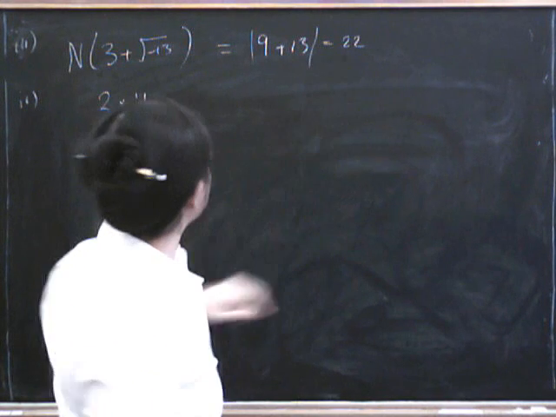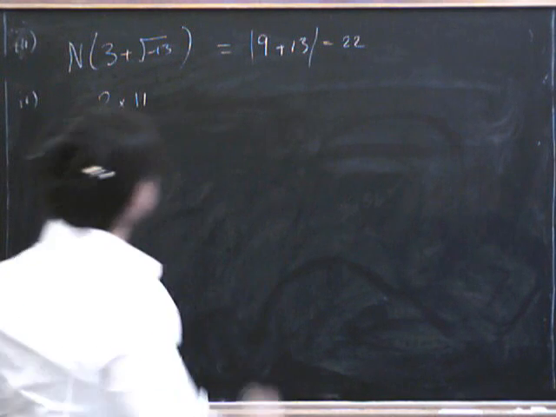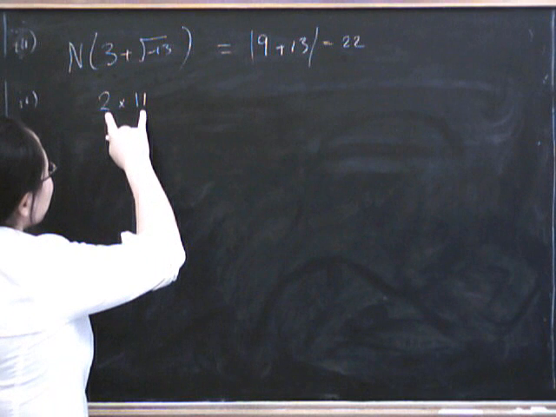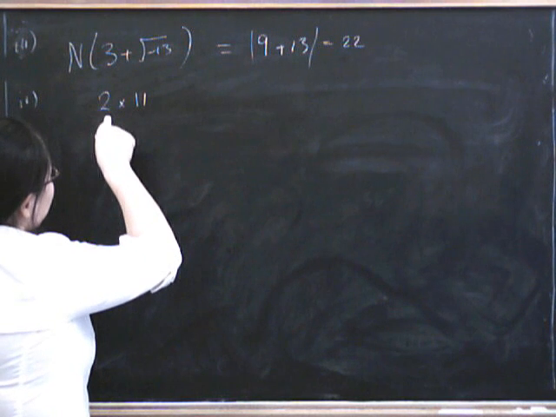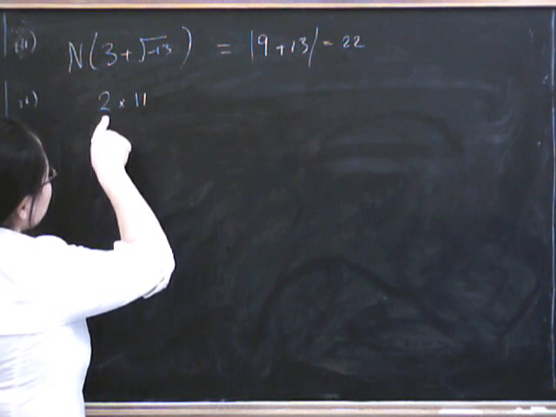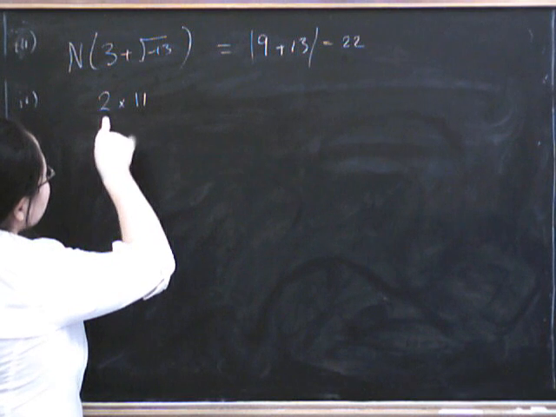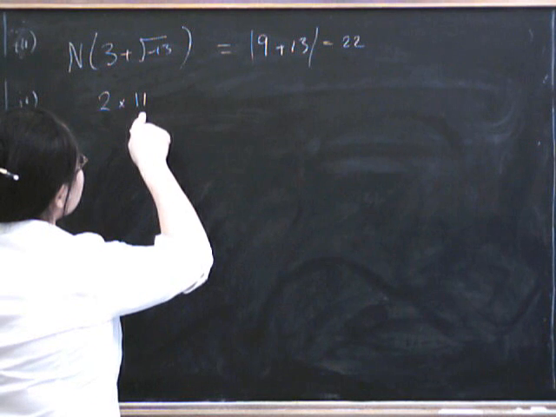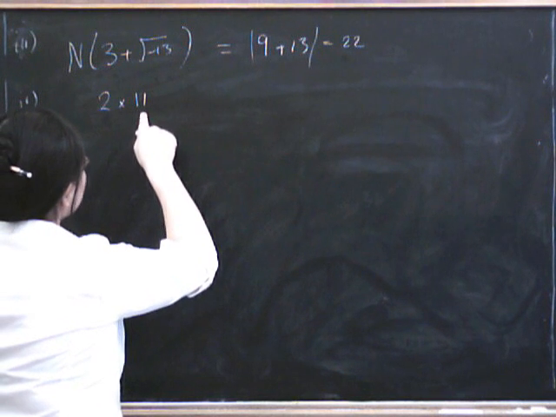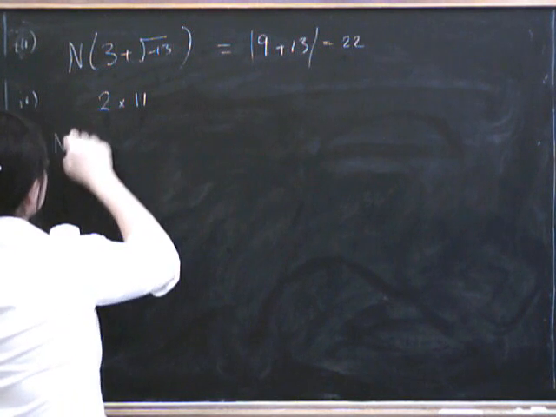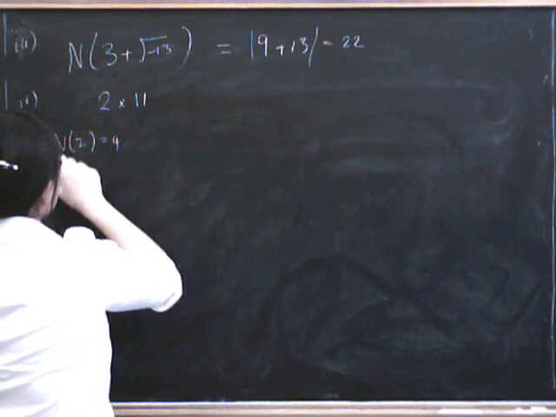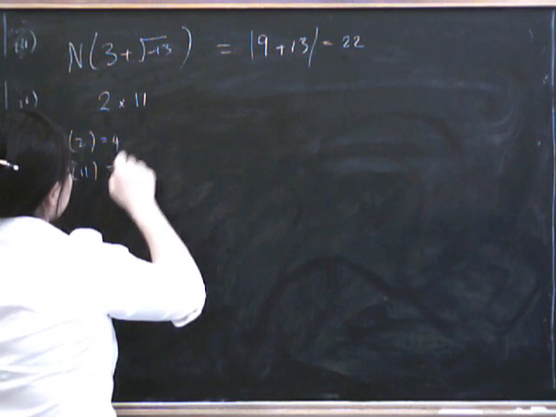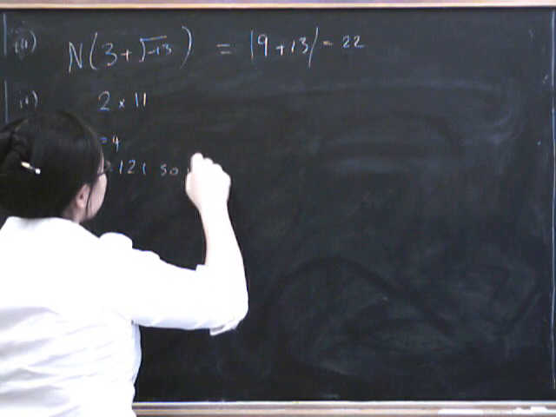So this is 2 times 11, which is a factorization of 22. And we know they're irreducibles because we showed in the first part of the question that these two, well, this has norm 4 and this has norm 121, so they must be irreducible. So the norm of 2 is 4, the norm of 11 is 121, so irreducible.